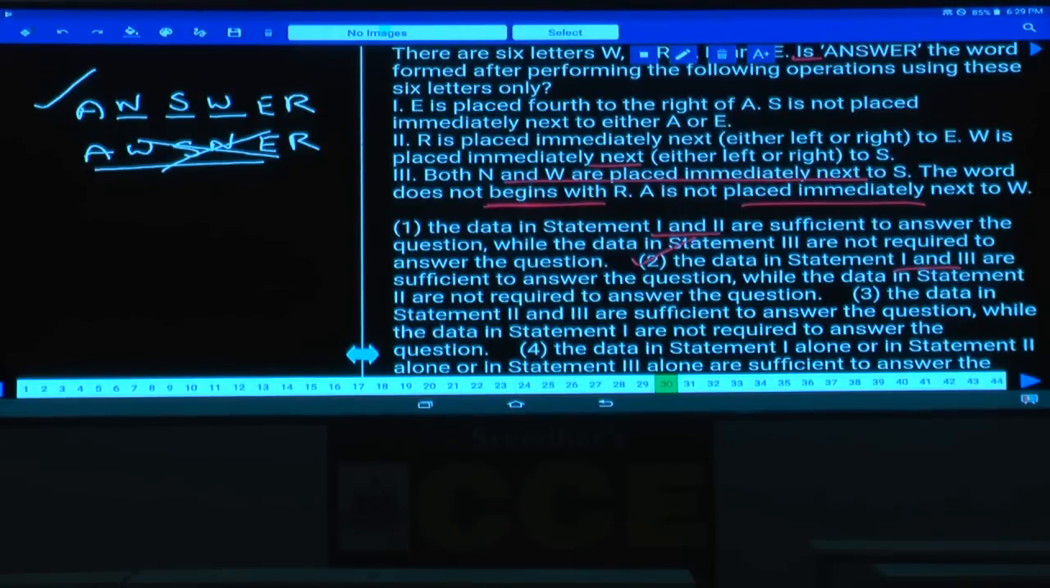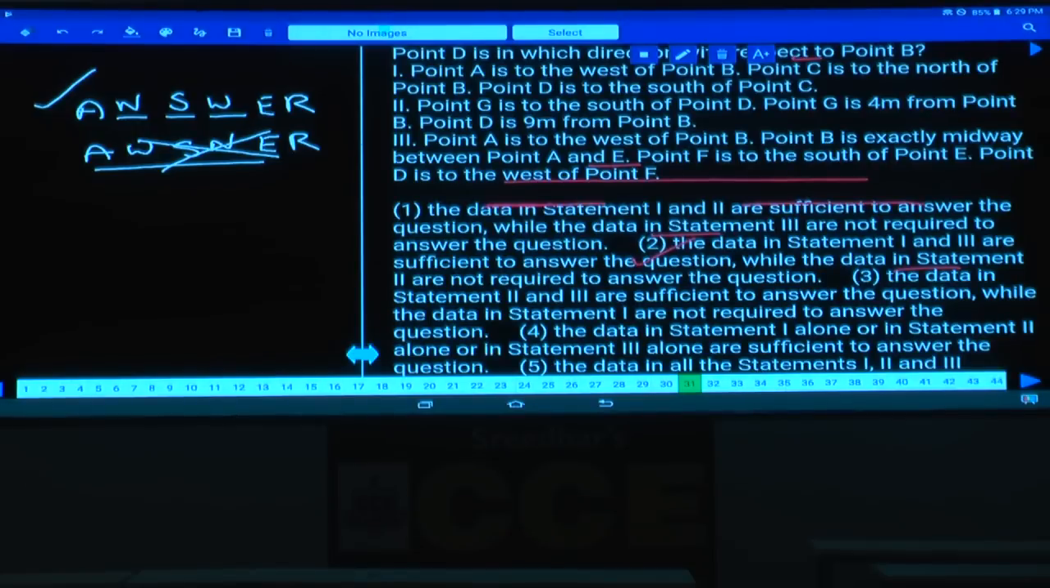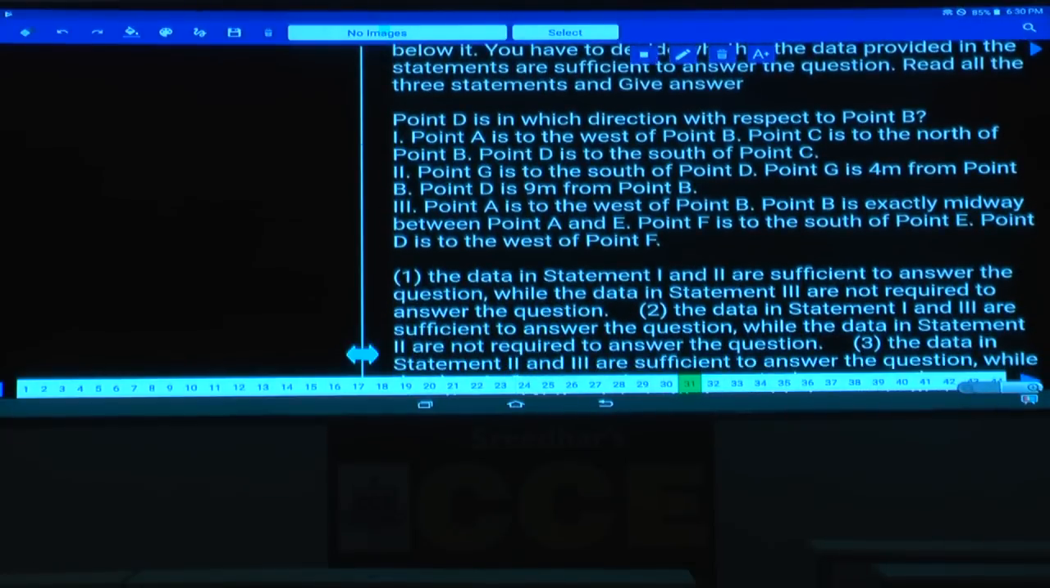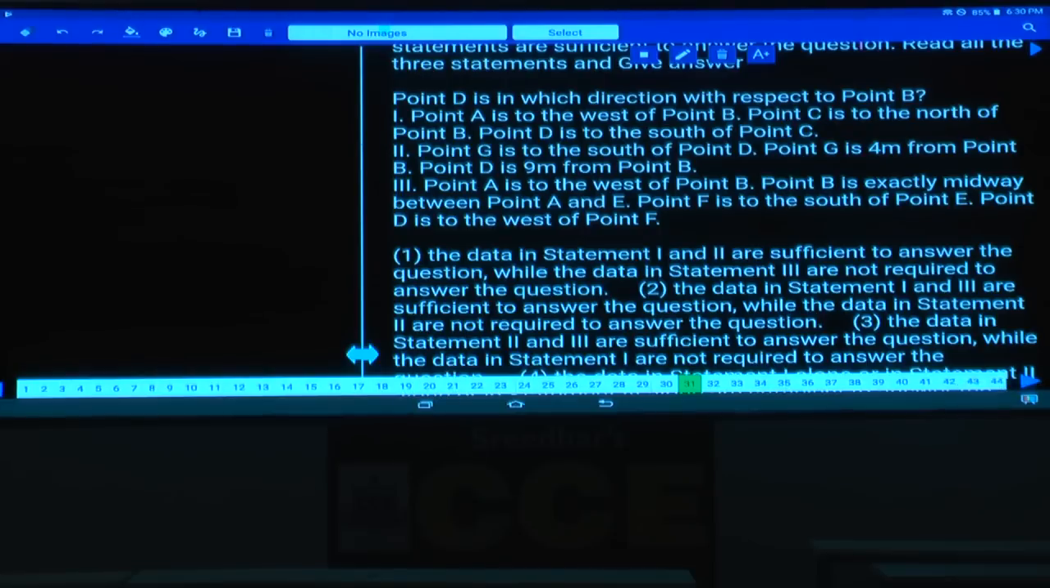Then question number 31. Yes, question number 31, tell me what is the answer here. Now this is based on directions. Now in these directions again let us go for 1 alone, 2 alone, 3 alone. First we should check out that one. What is the statement here? Point D is in which direction with respect to B?